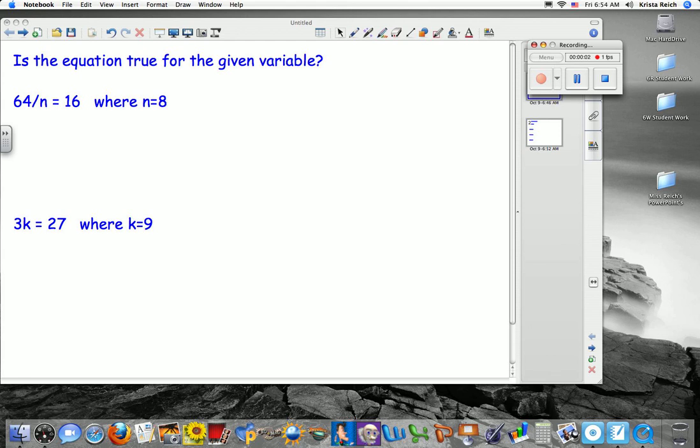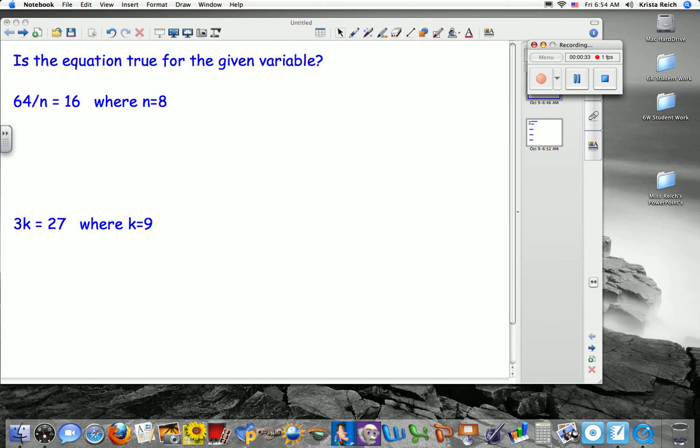Okay, so for this part of your test, you are going to have to plug in a given variable and see whether the equation is true or false. Remember that equations have to be equal on both sides. The meaning of an equation is a mathematical sentence with an equal sign that shows that two expressions are equal.